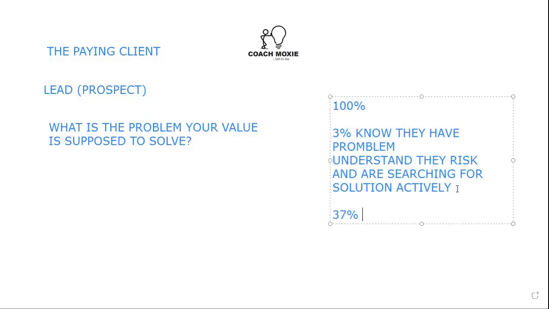That's to say, even though they know they have a problem, even though they understand the potential risk, for some reason they're not actively searching for the solution, because they have found a way to manage, to work around the problem, to survive with the problem. I get it. Maybe because they have some valid logical reasons why. This percentage, and then there's the 60%. 60% of the market do not even know they have the problem.